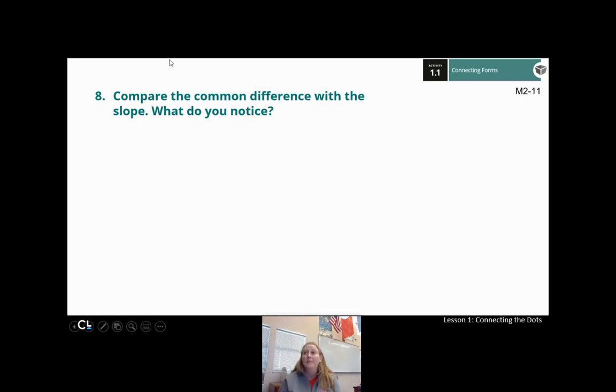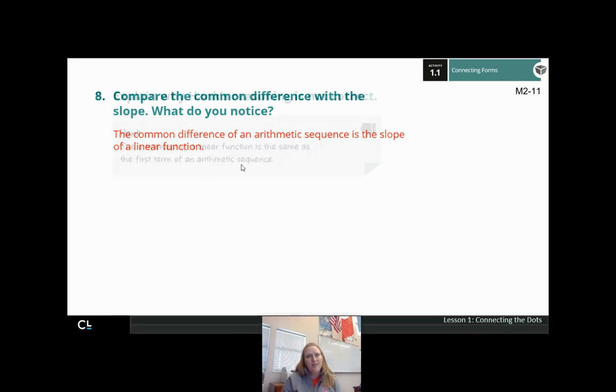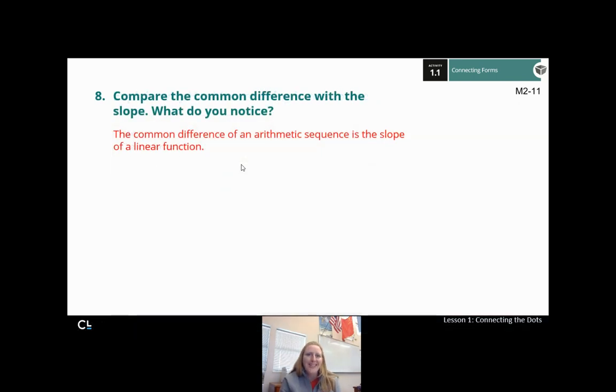I don't know about y'all, but I noticed that the common difference of an arithmetic sequence is the slope of the linear function. Yes, it is. That common difference gives you the slope of your function. Remember constant difference, constant rate of change? They're all related.